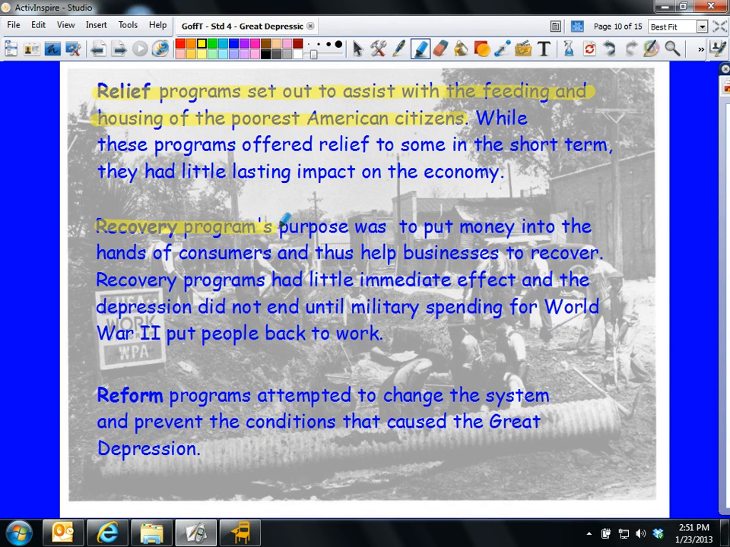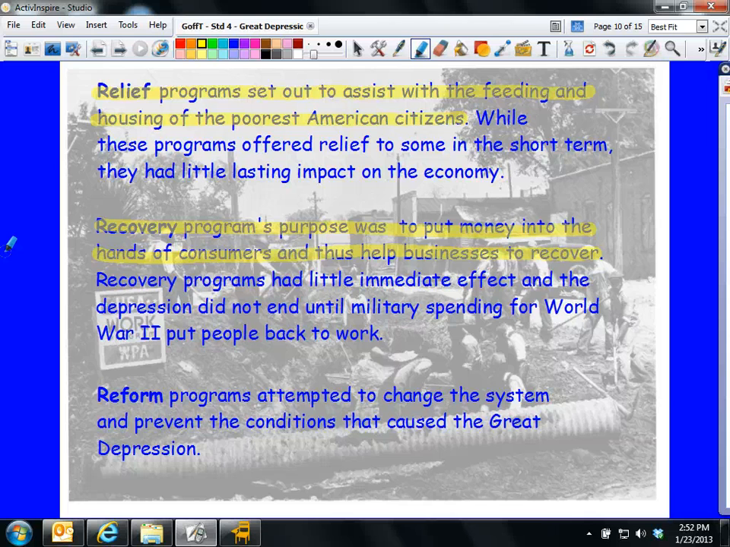Recovery programs' purpose was to put money into the hands of consumers and thus help businesses to recover. If people don't have money, can they spend it? Well, no. So this allowed for an immediate effect, but it wasn't a very big immediate effect. Some people say that the New Deal programs, as far as recovery, didn't do as much as the government had hoped at that time. It was actually the military spending for World War II that put people back to work.